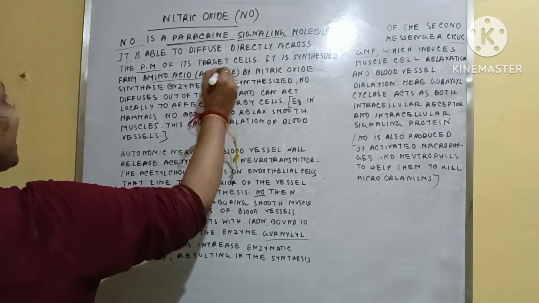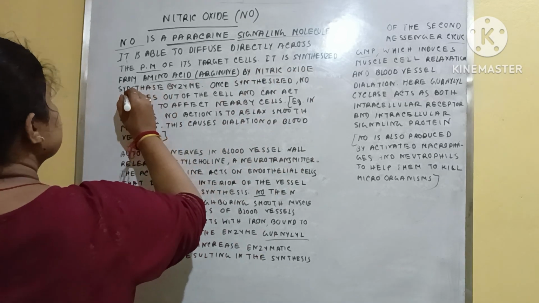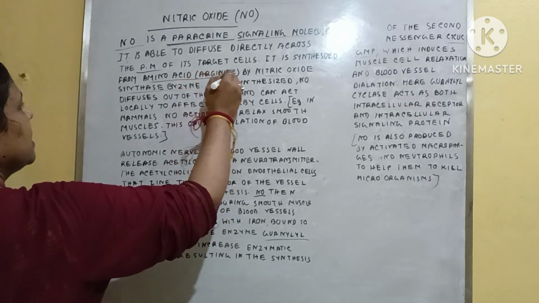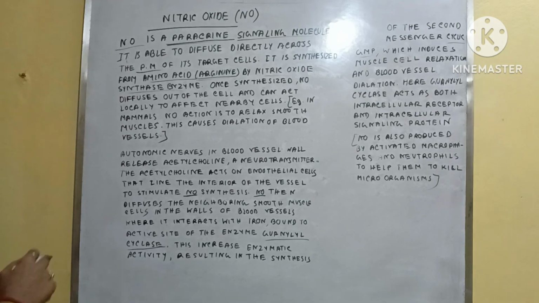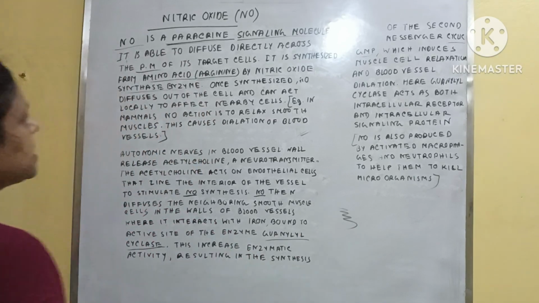Okay, so here this is synthesized from where? From the amino acid arginine. This is synthesized from arginine, which is one kind of amino acid, and here the enzyme is very important, that is the nitric oxide synthase. This amino acid arginine is the main source from which this nitric oxide is produced, and the enzyme is the nitric oxide synthase enzyme.